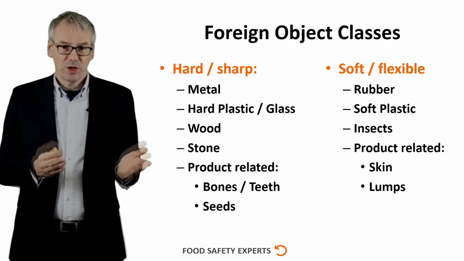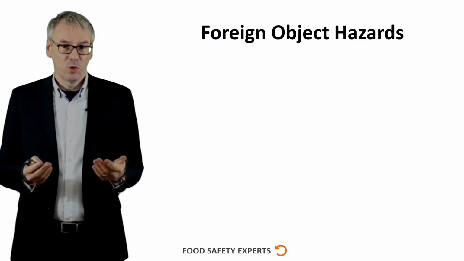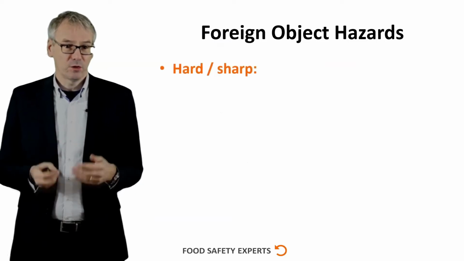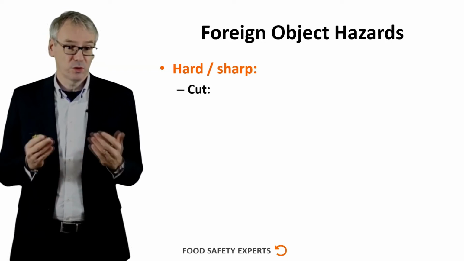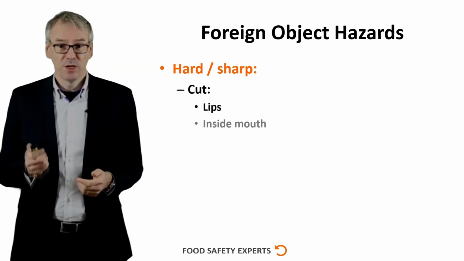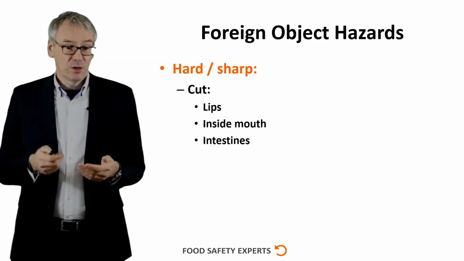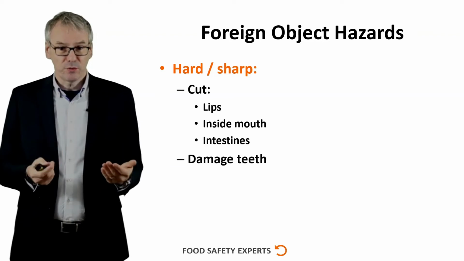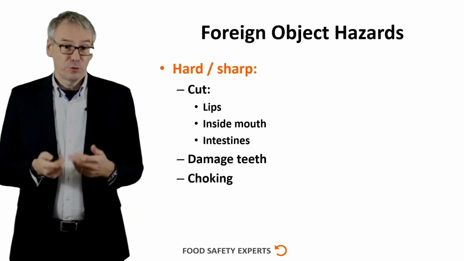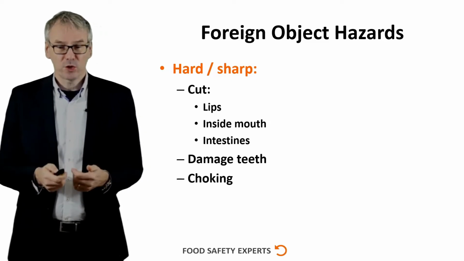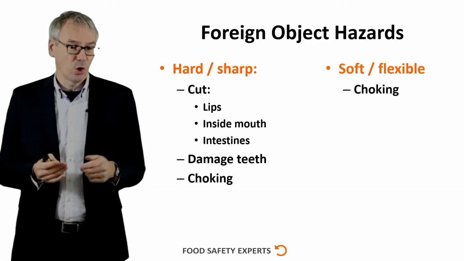And each of these classes have specific hazards linked to them. So if we look at the hazards which are related to hard and sharp foreign objects, of course you can cut yourself. You can cut yourself in your lips, inside your mouth, or even in your intestines. You can also get damage to teeth or have choking. If you look at the hazards for soft and flexible foreign objects, usually those hazards are really limited to choking.